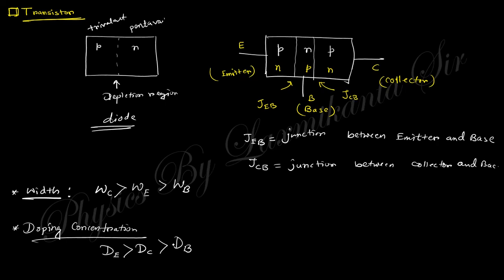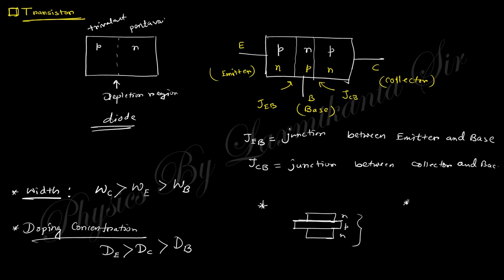This is the order of doping concentration in three regions. Okay, the transistor can be made like this. You can take a base material that's p type, and if you put a layer of n type on each side, this is an NPN transistor. This is the simplest method.